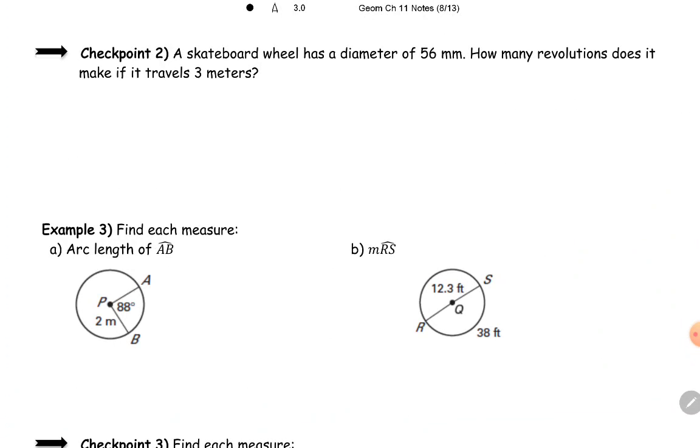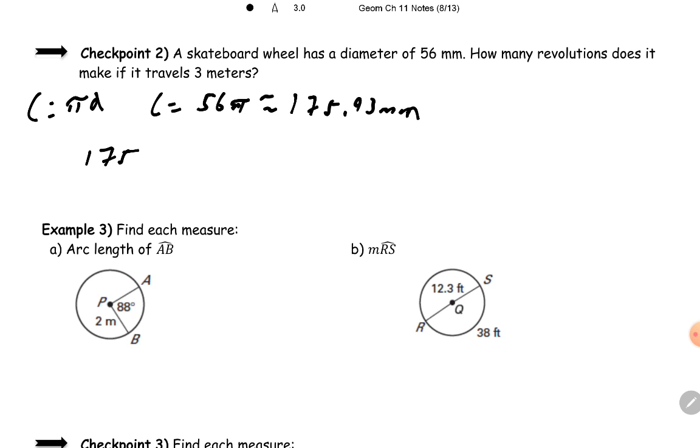Skateboard wheel has a diameter of 56 millimeters. How many revolutions does it make if it travels 3 meters? Okay, so circumference is pi times d. 56 pi, which rounds to 175.93 millimeters. Okay, we're going to take that 175.93 and multiply it by 3, which will give us the distance of 3 revolutions.